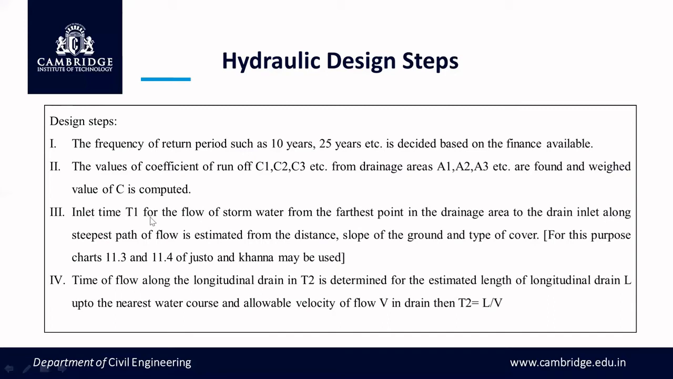The inlet time T1 for the flow of storm water from the farthest point in the drainage area to the drain inlet along the steepest path of flow is estimated from the distance, slope of the ground, and type of cover. For this purpose, charts 11.3 and 11.4 of Chestnut Khanna may be used. The time of flow along the longitudinal drain, T2, is determined for the estimated length of the longitudinal drain L up to the nearest water course, and allowable velocity of flow V in the drain. Then T2, that's the time, is equal to L divided by V.